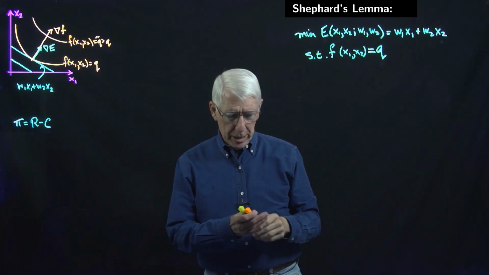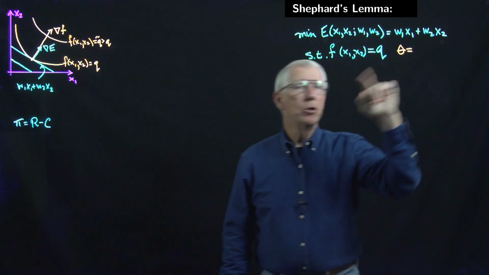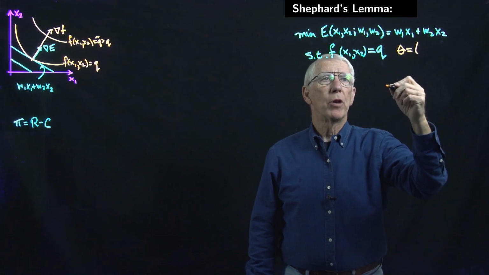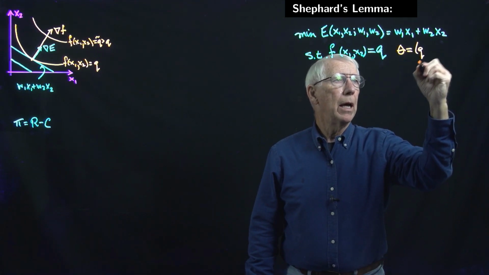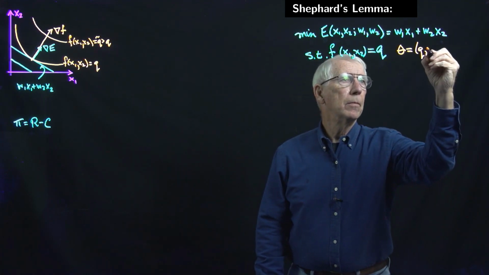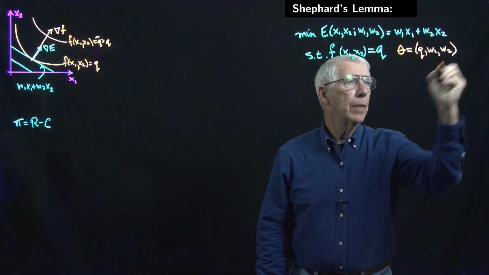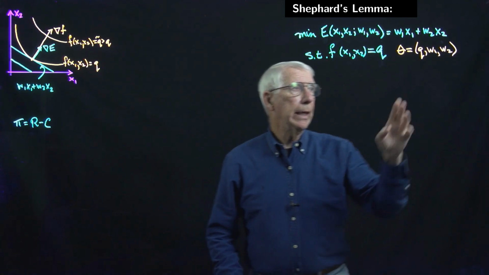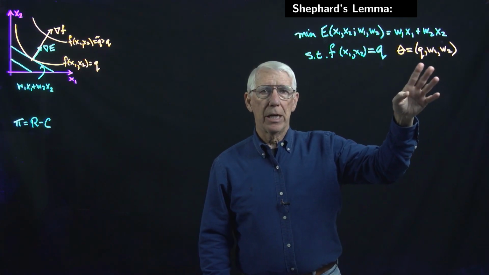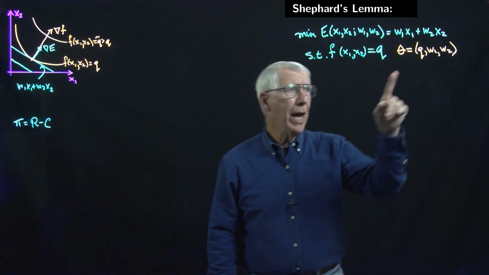And the parameters of the problem, so we've been using theta for the vector of parameters, and in this case those parameters are the target output level and the input prices. So these are the elements of the problem that the firm is taking as exogenous or treating as parametric, as parameters.